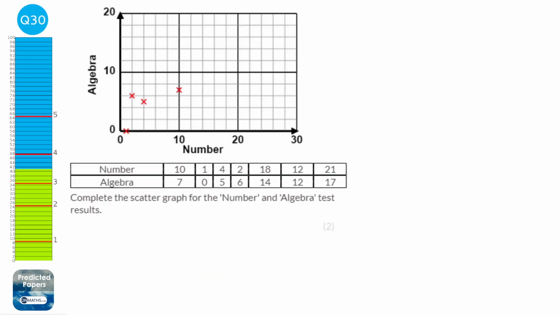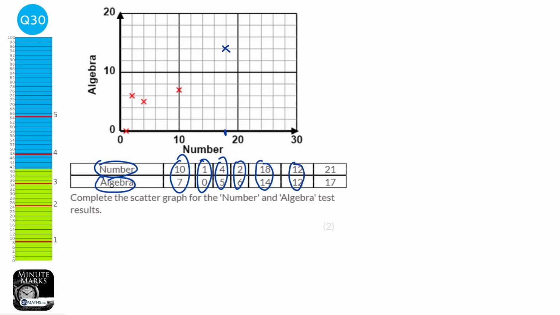So we can see that the first 4 of these have already been plotted. Now it's really important that you do the coordinate the right way around. So the first one is number and then algebra. So we're looking at this coordinate here. We're 18 on number, which would be here, and then 14 on algebra, which would be this point here.